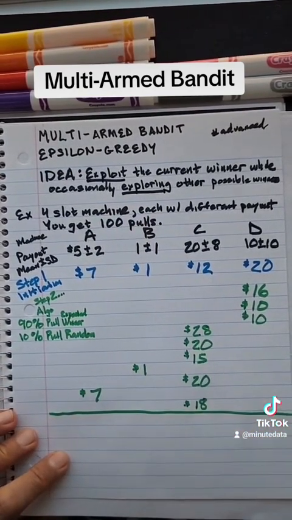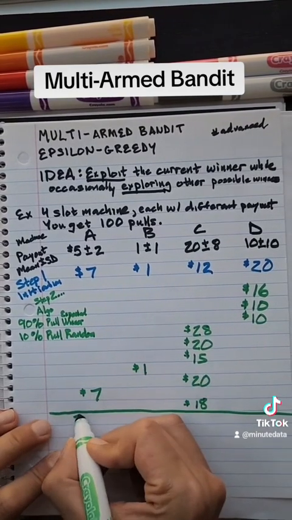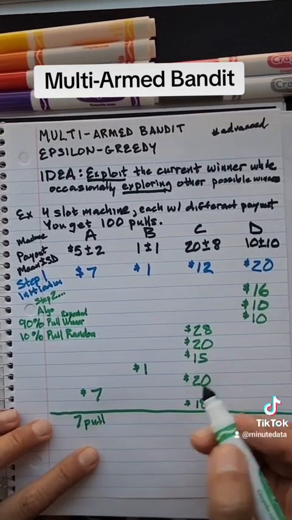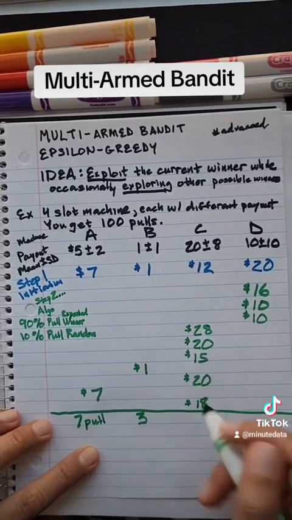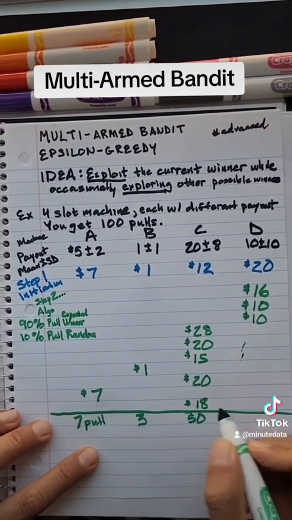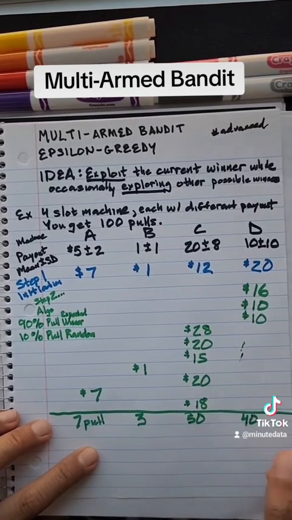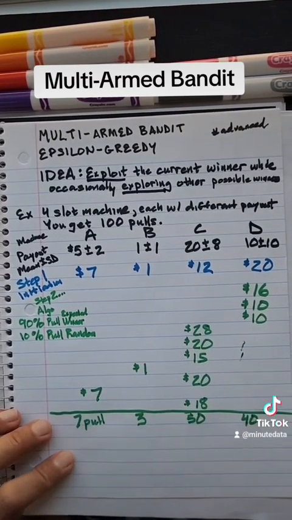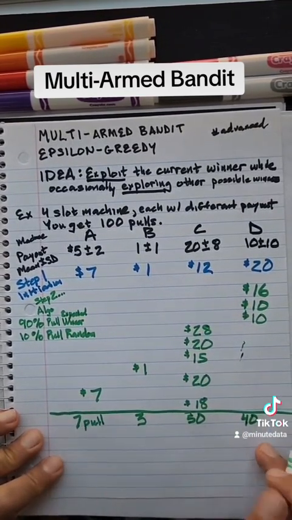And let's say after 100 pulls, we pull A 7 times. Let's say we pull B 3 times. We pull C, let's say 50 times. And let's say we pull D 40 times. Again, this pulling is based on this algorithm. So what's the payoff after this algorithm?